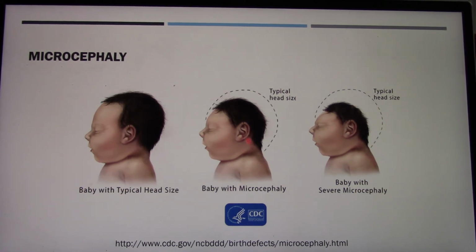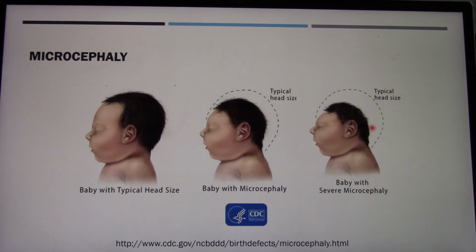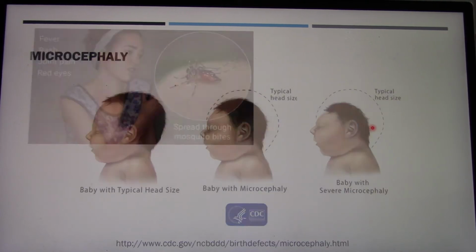Here's a baby with a typical size head shown on the left. Here is a baby with microcephaly, and you can see in the dashed lines what the head size should be. And then here's a baby on the far right with severe microcephaly, and you can see how much smaller that head is compared to what normal size is. Now, not only is it not nearly as attractive, but it's also functionally bad news.